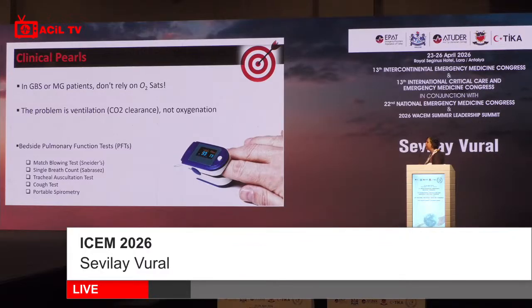It looks a bit confusing, but it's a very basic test, in fact. Match blowing test, just blowing out a match, of course. Single breath count, tracheal auscultation, and ABG.